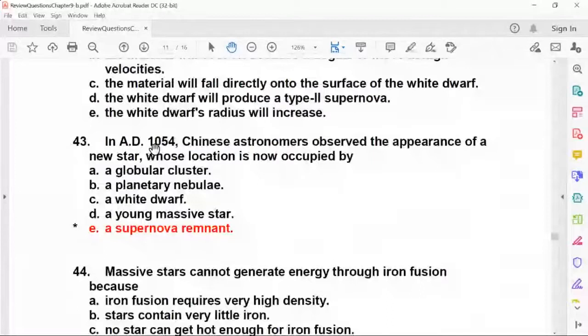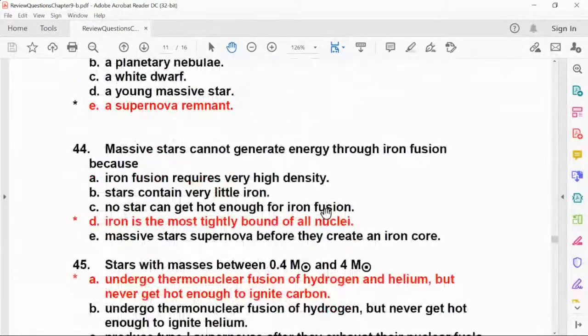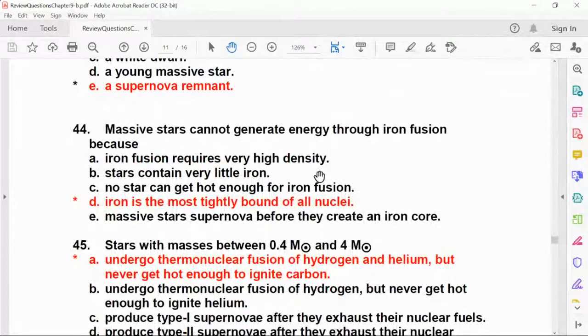In 1054 AD, Chinese astronomers observed the appearance of a new star, something very bright, whose location now is occupied by a supernova remnant. It was basically something that's getting very bright because the star was going through an explosion. And I told you, things always happen in the past, but you wait till you receive the light. If we're lucky enough in our lifetimes, we may observe something like that.